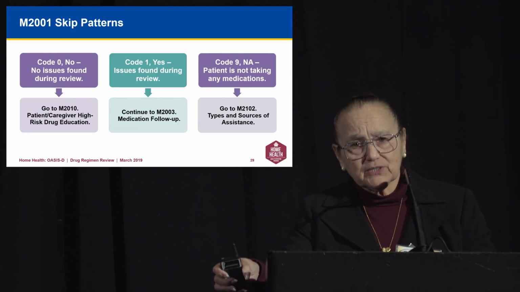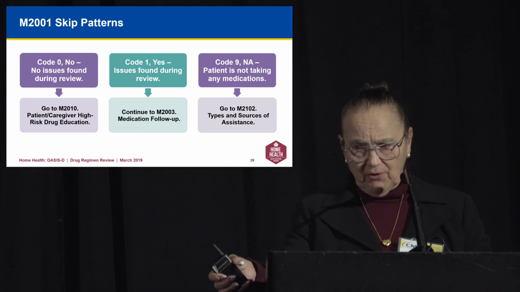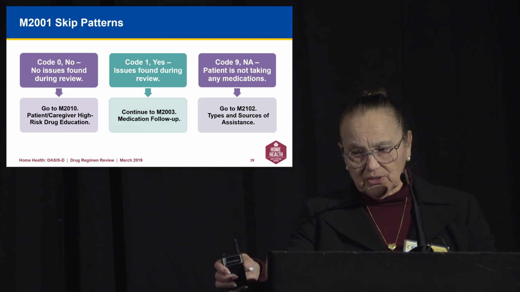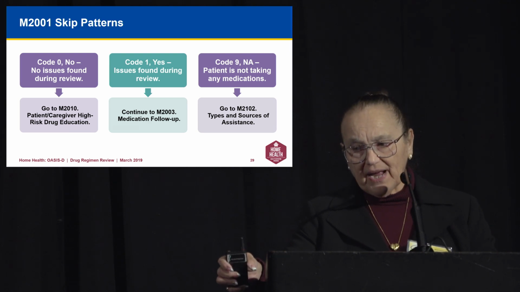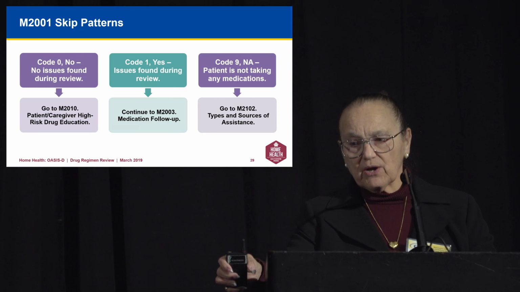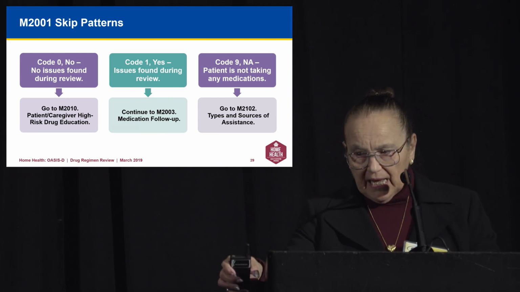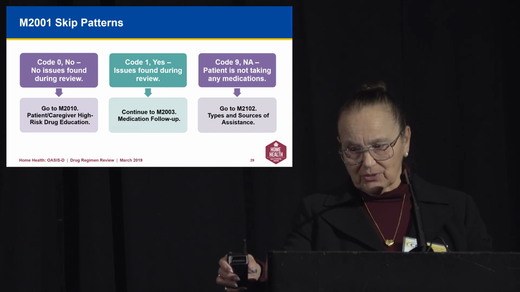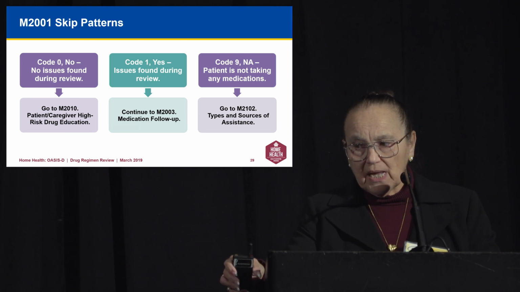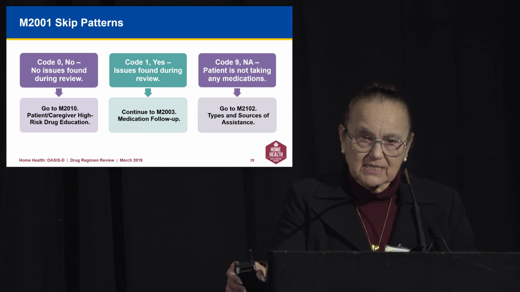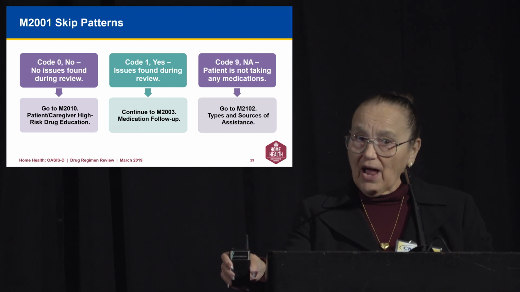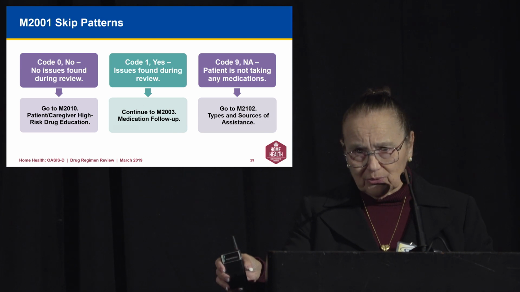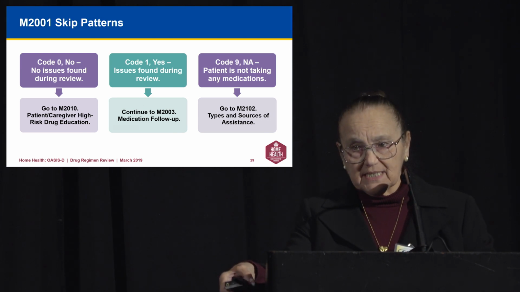What about skip patterns? Skip patterns pop up everywhere. If we have coded 0, no on 2001, you are going to go directly to 2010, patient caregiver high-risk drug education. If you've coded it yes, issues were found, you're going to move directly to 2003 for the follow-up. If you've coded it 9, patient is not taking any medications, and you're absolutely sure that this is true, you are now going to 2102, types and sources of assistance, which we discussed yesterday.